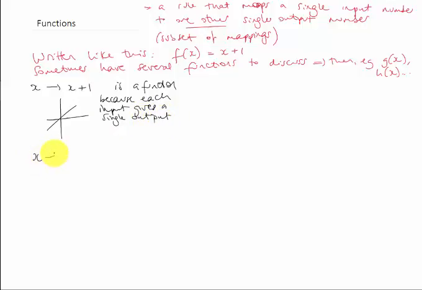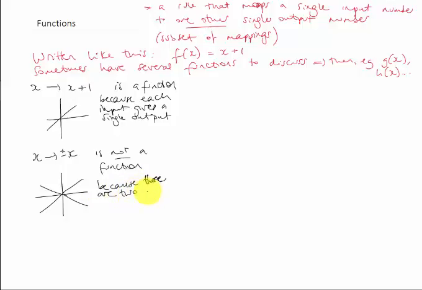But then if we go to x to plus or minus x, if you remember the graph looks a bit like this. So this is not a function, because there are two outputs for each input. Right. So that's just some stuff to think about.